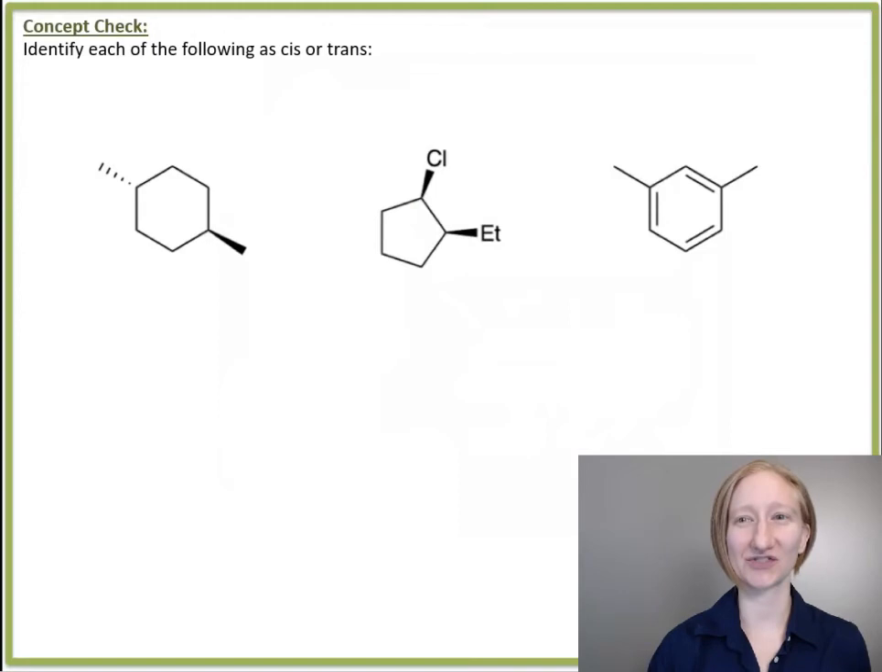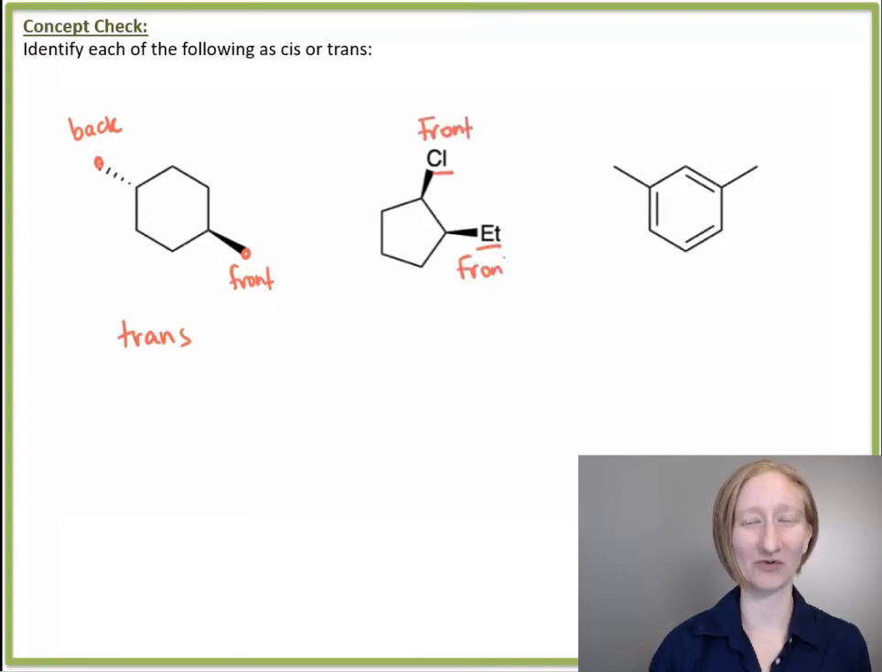When these structures are in 2 dimensions, the plane of the ring is essentially the plane of the paper or the plane of the screen. So in the first case, I have one methyl group pointing back behind the screen and one pointing forward in front of the screen. They're on different sides or faces of the ring, and so this is a trans cyclohexane. In the second case, both groups have wedges. They're both pointing forward, or both groups are positioned in front of the screen on the same face of the ring. And so this is a cis cyclopentane.